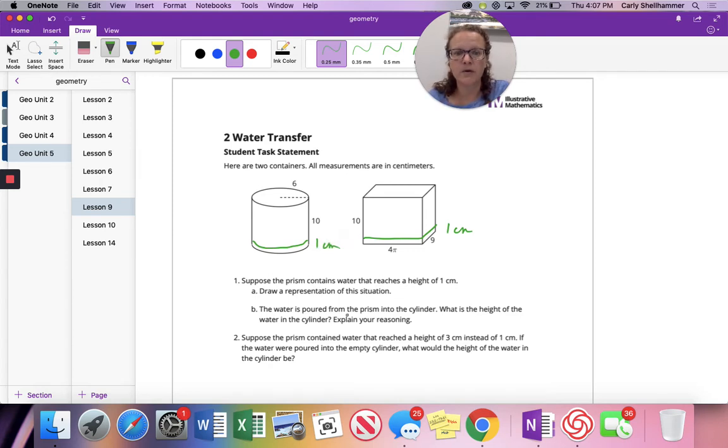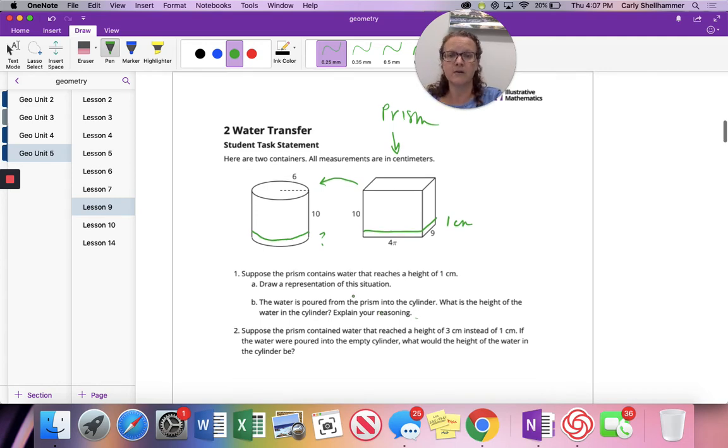The water is poured from the prism into the cylinder. Oh wait, sorry. I didn't read this right. Okay, the prism is the thing on the right. The water is poured from the prism into the cylinder. What is the height of the water in the cylinder? Explain your reasoning. I'm not really sure. It's going to be some height down here, but I'm not entirely sure, but we can figure it out, okay?